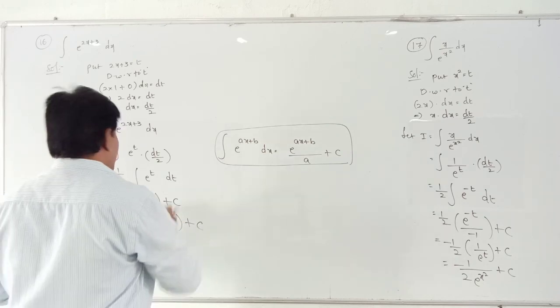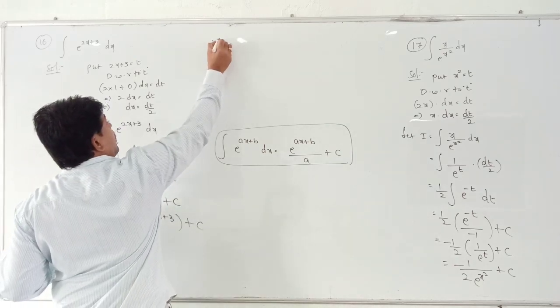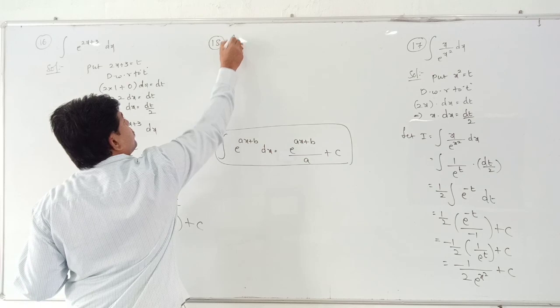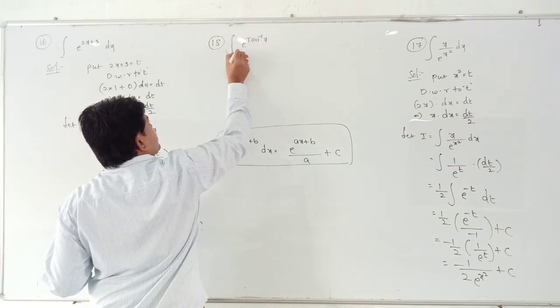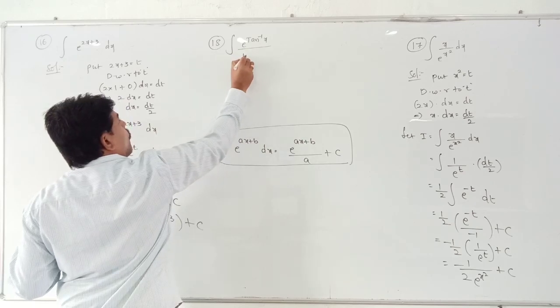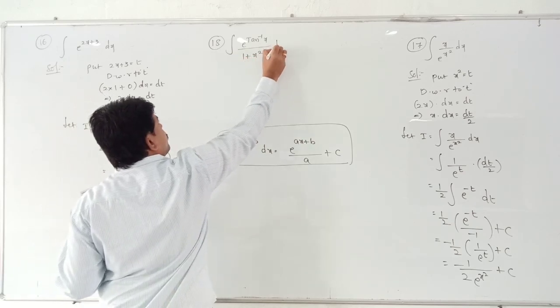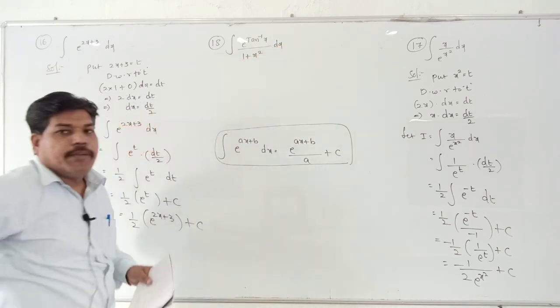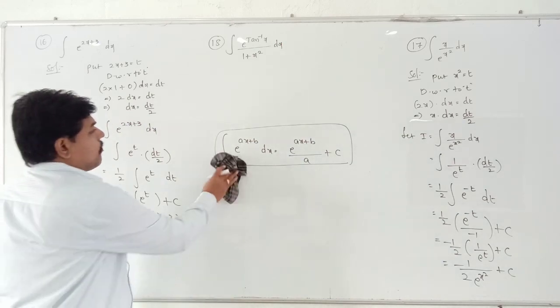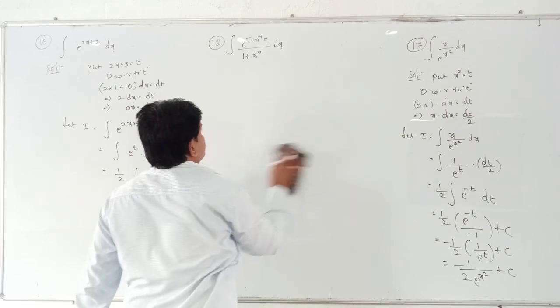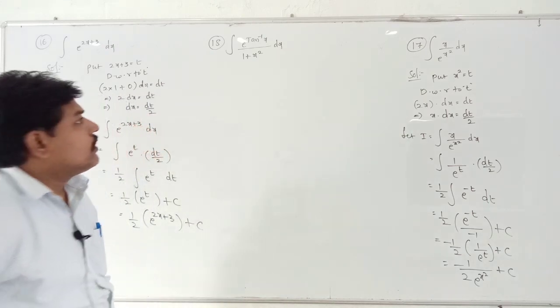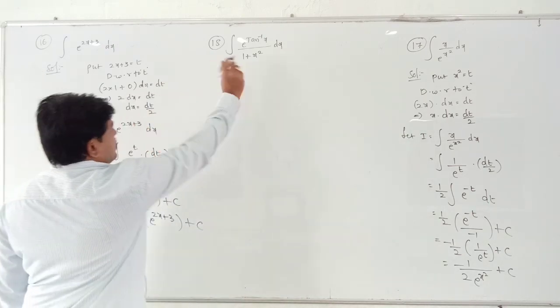See question number 18. The integral of e power tan inverse x by 1 plus x square into dx. So see that question, students. What is that? E power tan inverse x by 1 plus x square into dx.